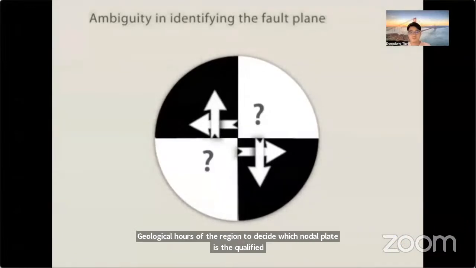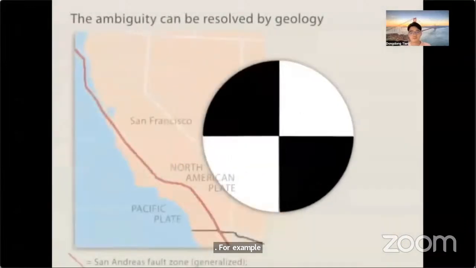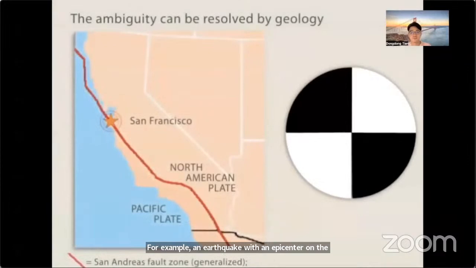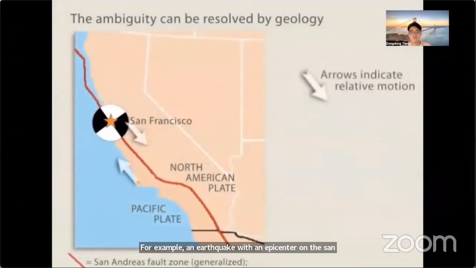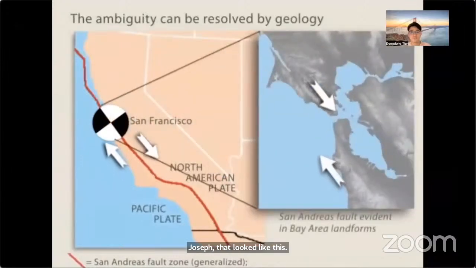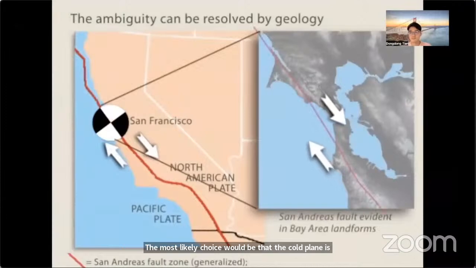For example, if an earthquake with an epicenter on the San Andreas Fault had a focal mechanism that looked like this, the most likely choice would be that the fault plane is oriented northwest to southeast, parallel to the strike of the fault we observe at the surface.